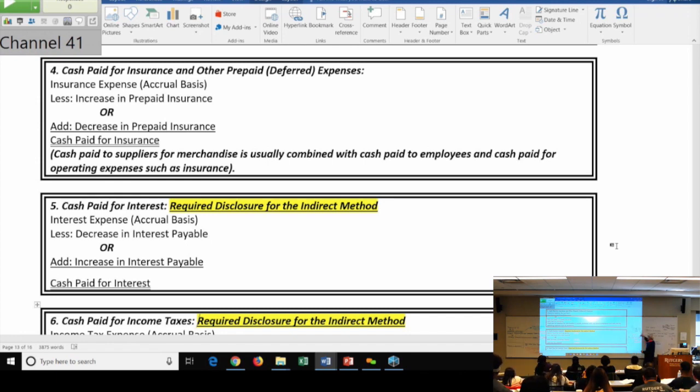Let's say you paid out 900, interest expense on the income statement is 400, interest payable is paid down by 500. How would that look on the statement of cash flow? Well, on the accrual basis, you're showing an expense of what, 400? And here, I'm going to subtract an increase in interest payable.